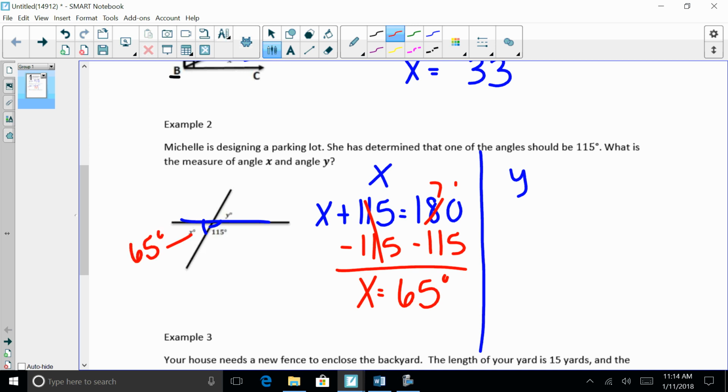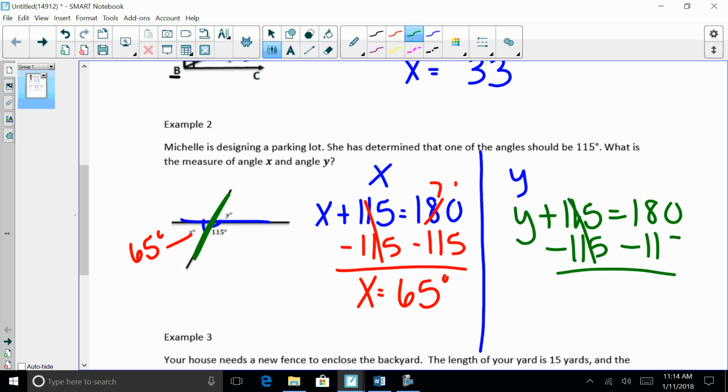So I'm going to do the same thing for y, except that angle y forms a different straight line, but it still forms a straight line, so it's still 180. So y plus 115 equals 180. You should recognize that your math is the same. So zero out your 115, subtract it from your 180. So y also equals 65 degrees.